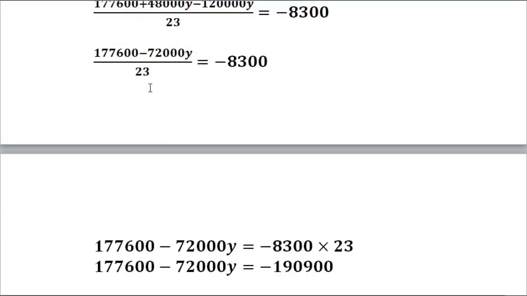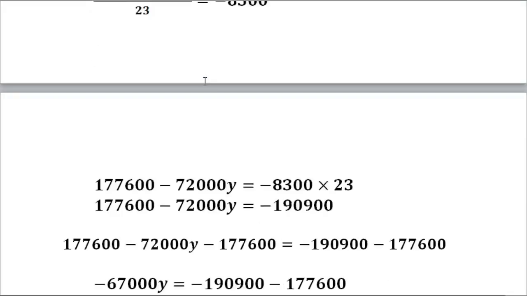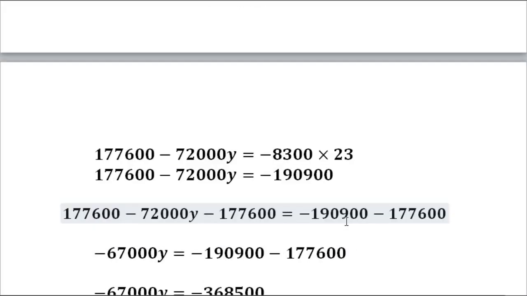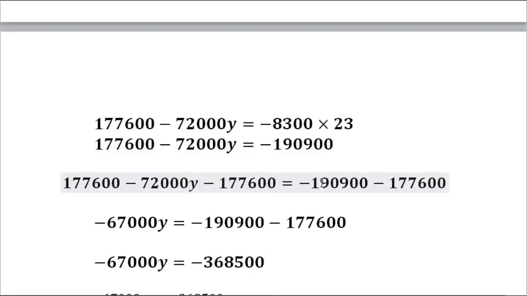In order to eliminate 23 from the left side, I'll multiply both sides by 23, which gives us 177,600 negative 72,000y equals negative 8,300 times 23. Negative 8,300 times 23 is 190,900.